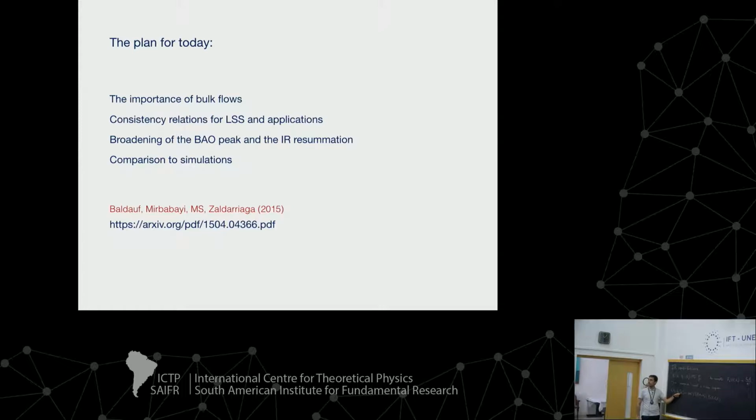I get 0 because each linear field, of course, is just proportional to the linear field in the initial conditions multiplied by the growth factor. And if you have Gaussian initial conditions, the bispectrum will be 0 if you put 3 linear fields. So what do I have to do in order to get a non-zero contribution?